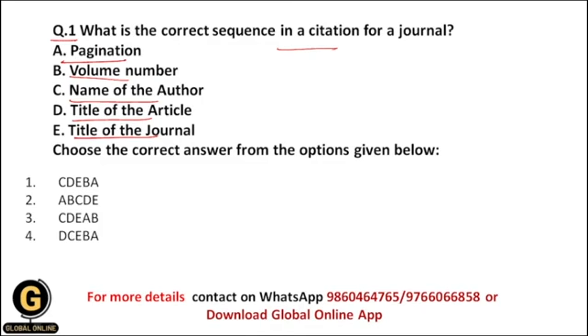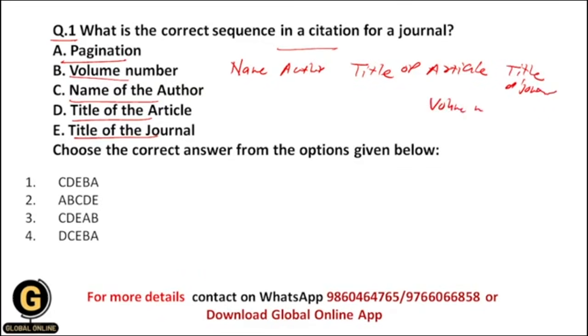So first of all you need to write the name of the author, then after that you need to write the title of the article. Then write the title of the journal, then write the volume number, and then write the pagination.